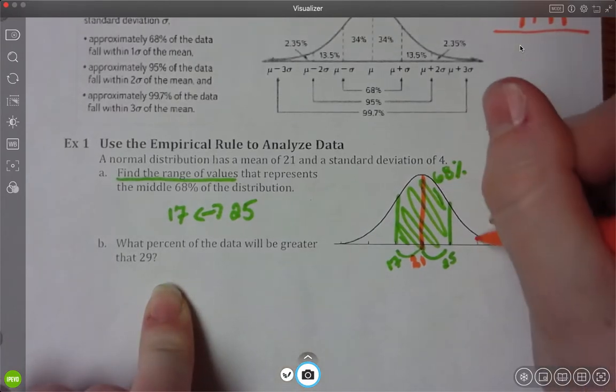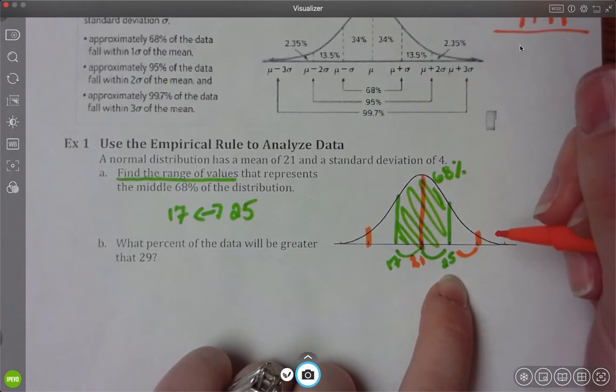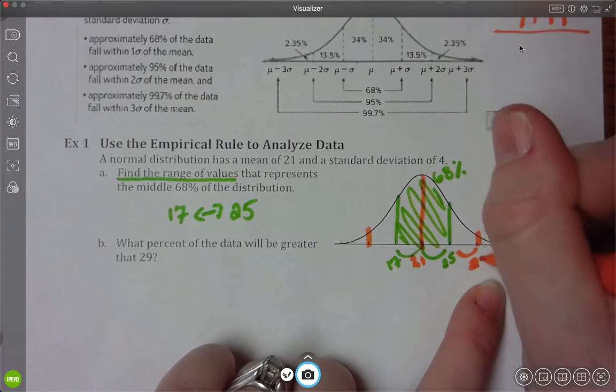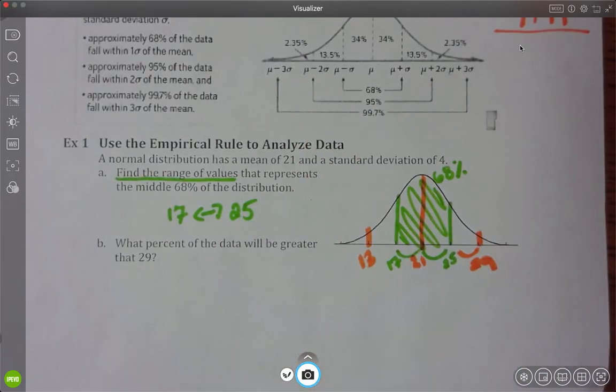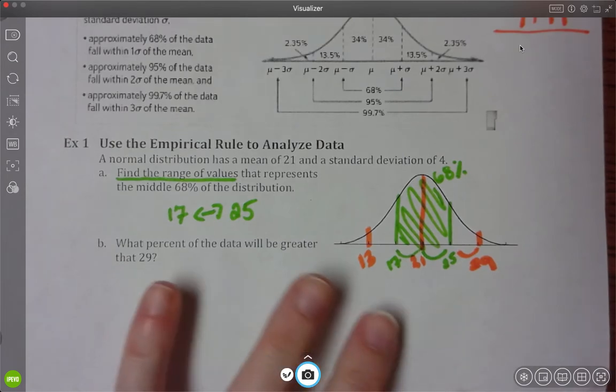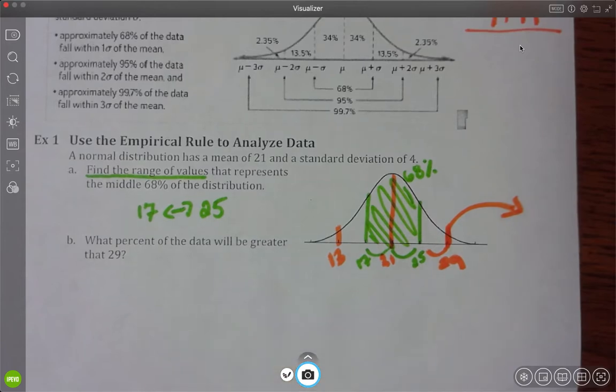I'm going to add 4 again to each one of these numbers. So I added 4 here, I'm going to add 4 again. That's going to give me 29. And I'm going to subtract 4 here. That's going to give me 13. Okay, so I want to know what percent will be greater than 29 right here, from here and above.